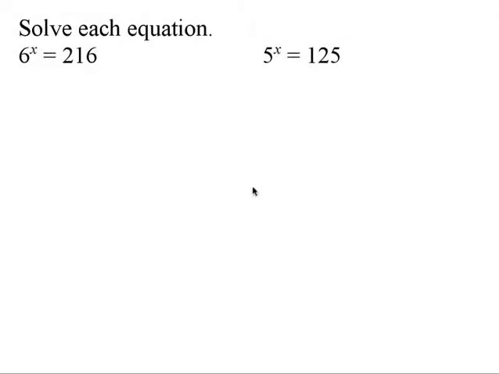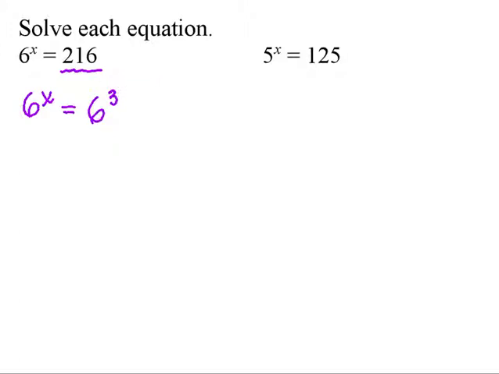Here, we're going to go ahead and solve the following equation. If you notice, it says solve the equation 6 to the x equals 216. In order to solve this, we need to write this number here as a power of 6. So 216 is 6 to what power? The third, because 6 times 6 times 6 is 216.